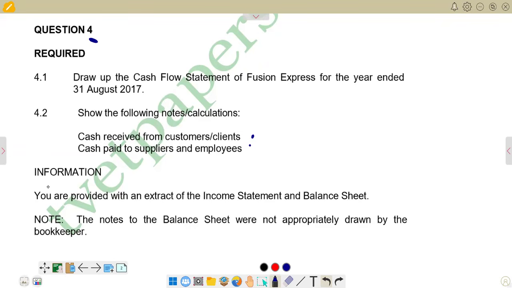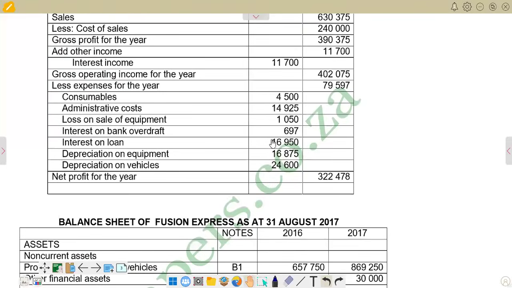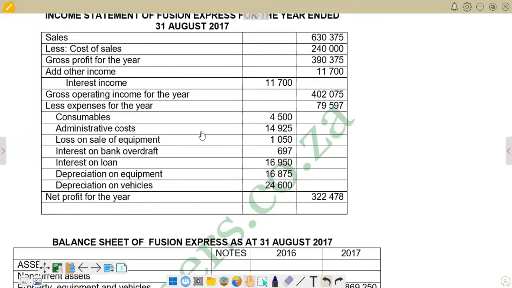So the question continues and says on the information part, you are provided with an extract of income statement and balance sheet, and then the notes to the balance sheet were not appropriately drawn by the bookkeeper. So this is what we are going to see on this page. So you go to the next page, you see that we're given an income statement of Fusion Express for the year ended 31 August 2017.